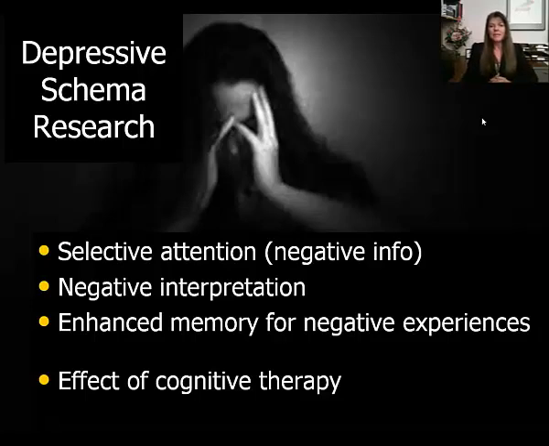Now, let me show you one example of where the schema research went to, and that is identifying the depressive schema. People who are clinically depressed, this depressive schema really affects their cognitive processes. For instance, they show selective attention to negative information, so it affects what they pay attention to. They show negative interpretation of ambiguous information.